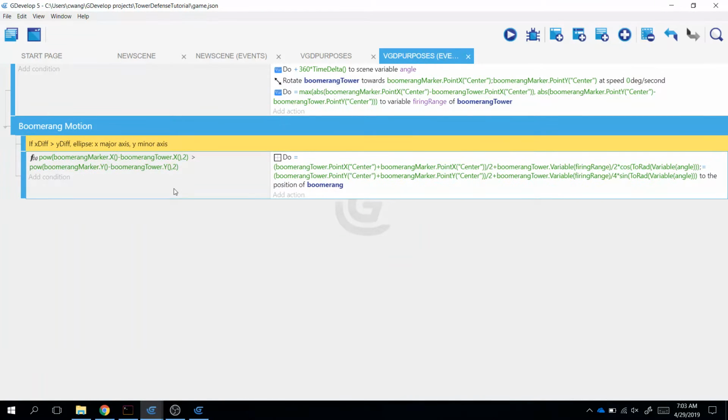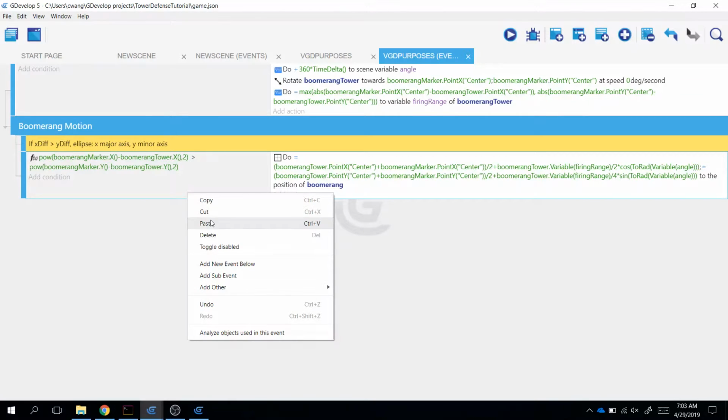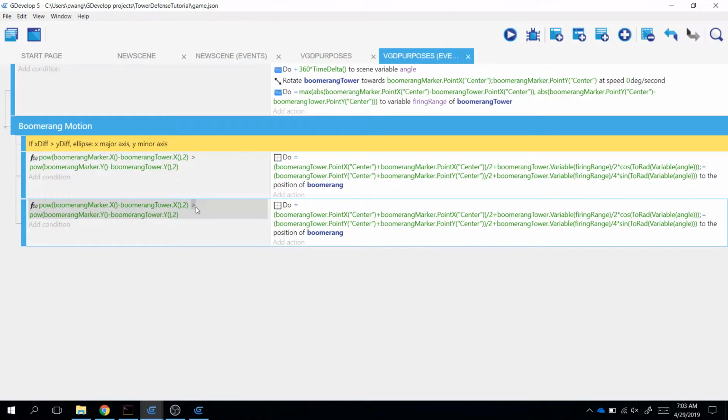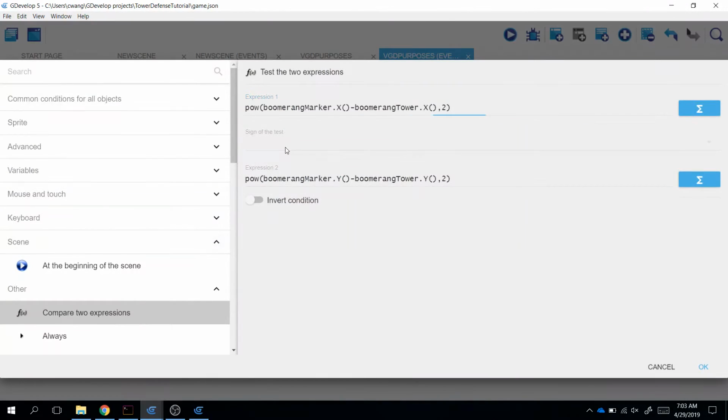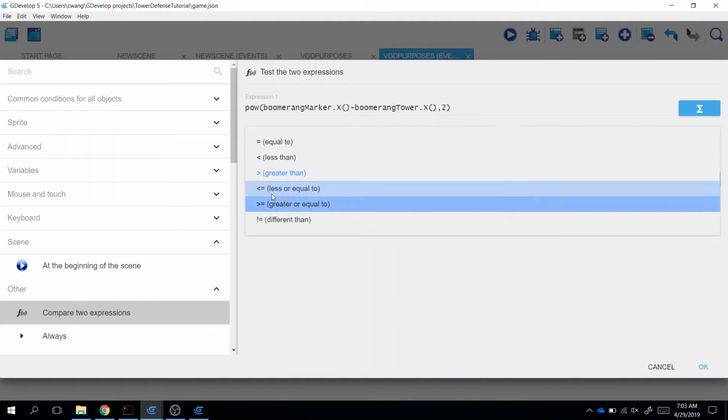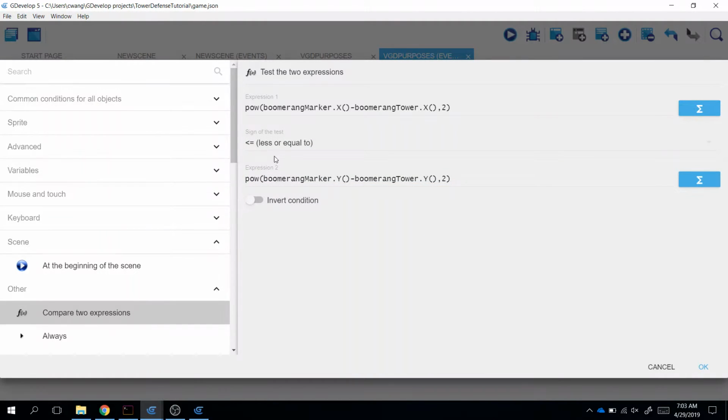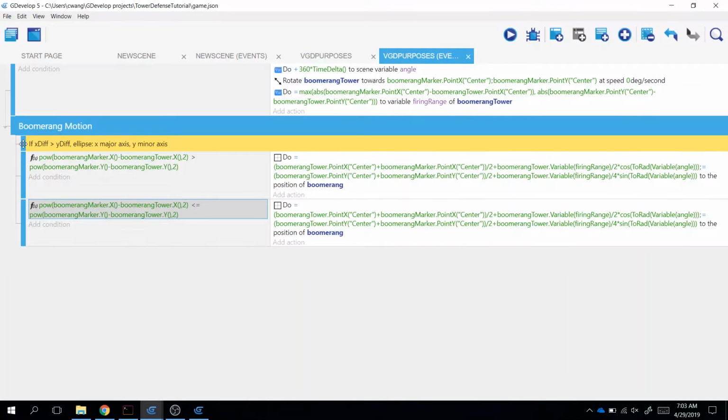Now I'm going to go ahead and copy. I'm going to paste. And I'm going to change this. Instead of greater than, I want to make it less than or equal to. Now, why less than or equal to and not just less than? Well, what if for some reason they just happen to be exactly equal? My game might crash. So I just wanted to take into account all possible scenarios. And I'm going to copy this one as well.